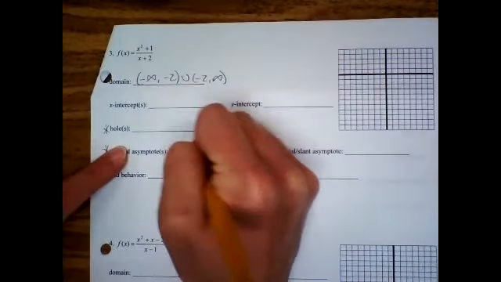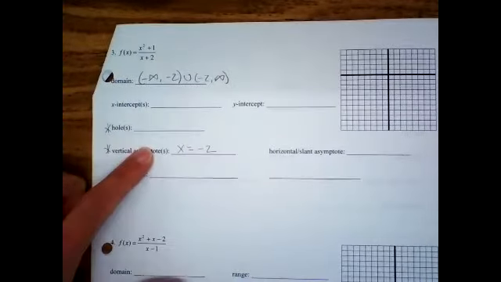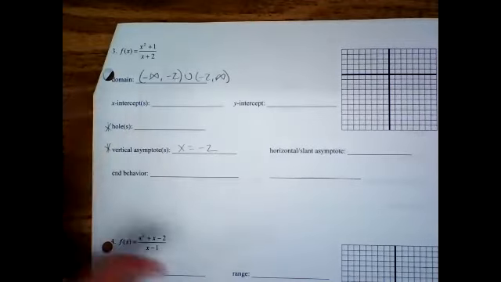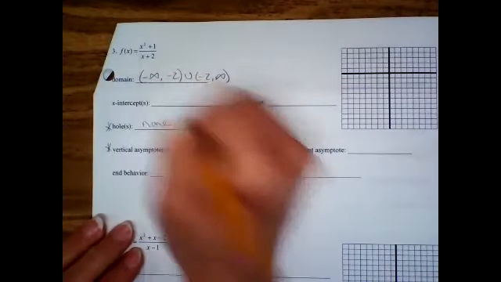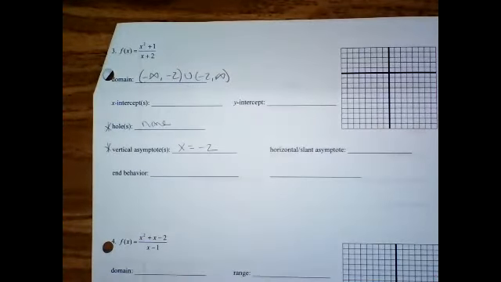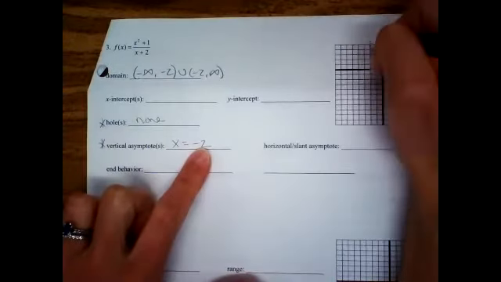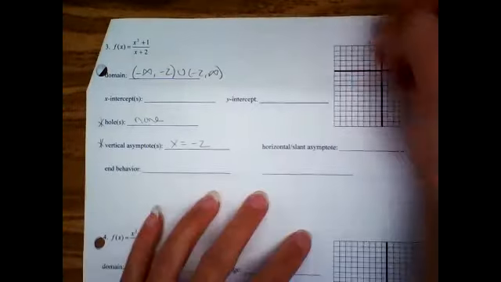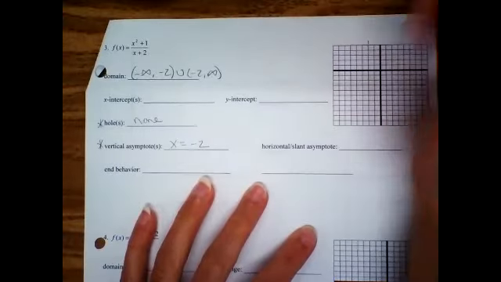Good. Why would it be the vertical asymptote and not the hole? Because nothing cancels out. We have no hole. So none for that. Don't you love the none answer? That's great. All right, so x equals -2. You can dot that in.